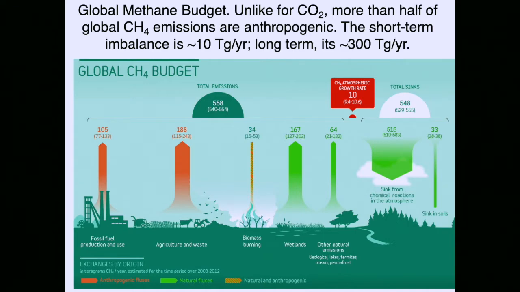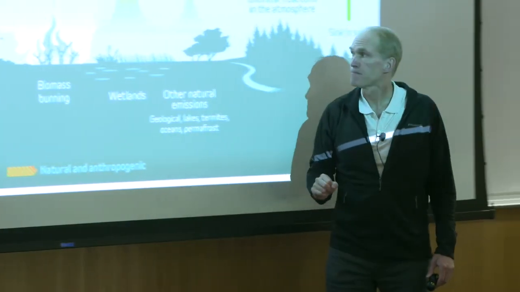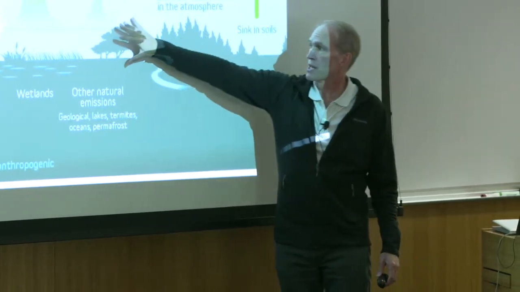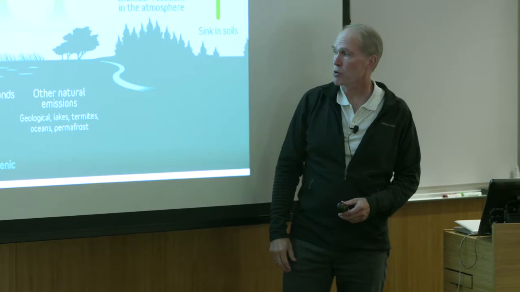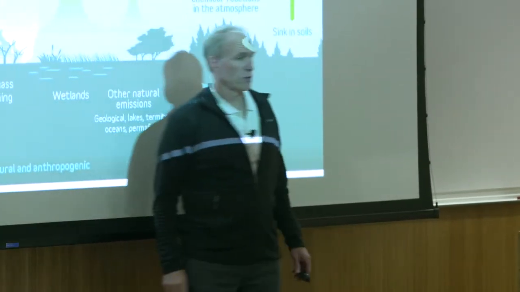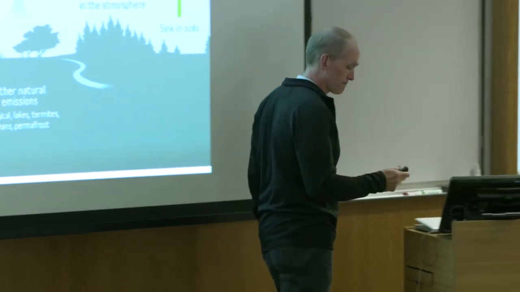So here are fossil fuel production there. Agriculture, primarily cattle and rice farming. And then here are natural sources, wetlands, natural geologic seeps and such. So our group works on wetland emissions, and then also particularly on the fossil fuel use and production side.